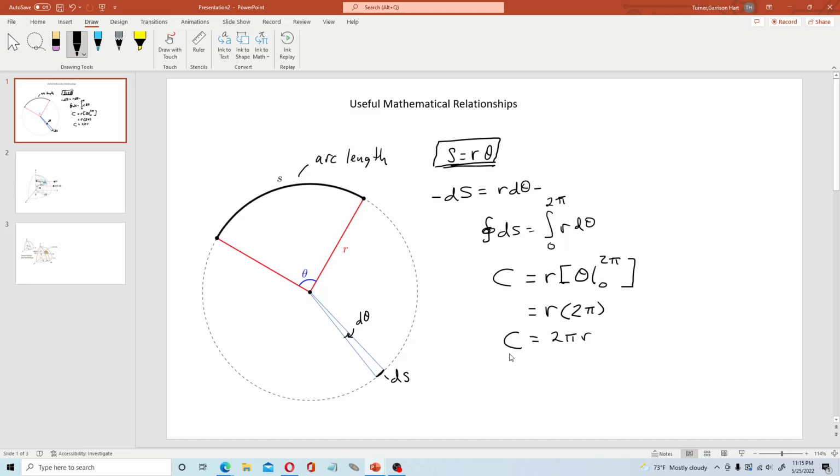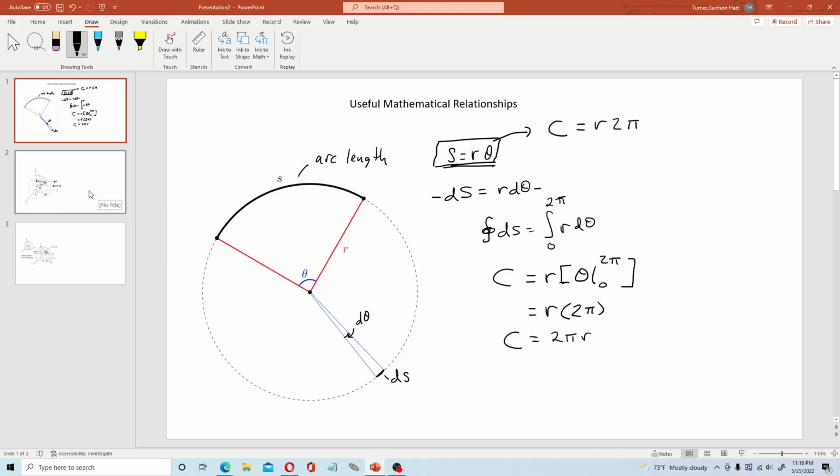Now, you don't have to integrate this, okay? You can use this formula right here just by saying, if I go all the way around the circle, then my arc length is going to be the circumference, and my angle will be 2 pi. But you can do it from the integration, and you get the same answer. All right? But again, everything that we're about to do hinges on this idea of arc length: that arc length is equal to r, the radius of your circle, times the angle.